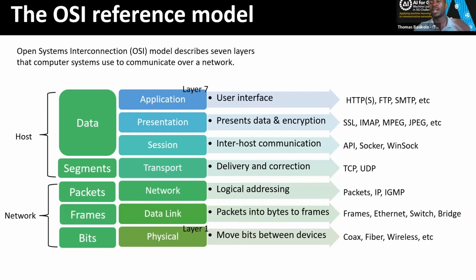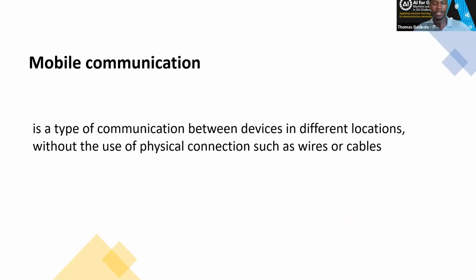So this is a quick introduction to the OSI reference model that is really important in networking or communication. And I would move quickly into introducing mobile communication and the evolution from different types of communications. So mobile communication is a type of communication between devices in different locations, and you don't use a physical connection such as wires.